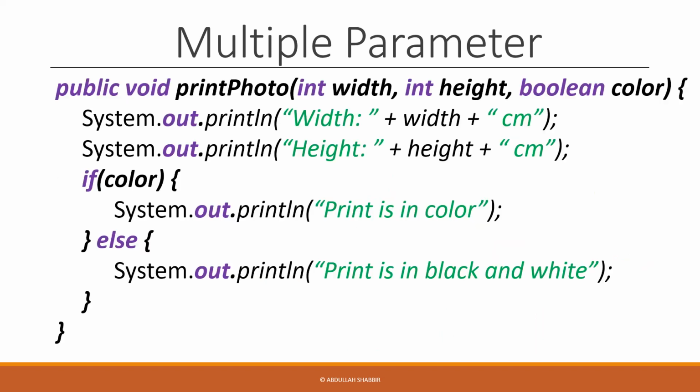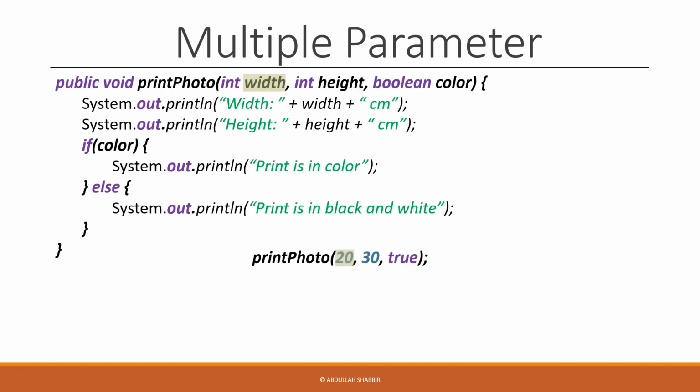This function called printPhoto takes in 3 parameters: width, height and color, and you can include even more than this as long as you separate the parameters with commas. But let's stick with these parameters for now. To call the printPhoto function for different sizes and color it prints, we have to provide the 3 pieces of information that this function expects in order that it is specified.